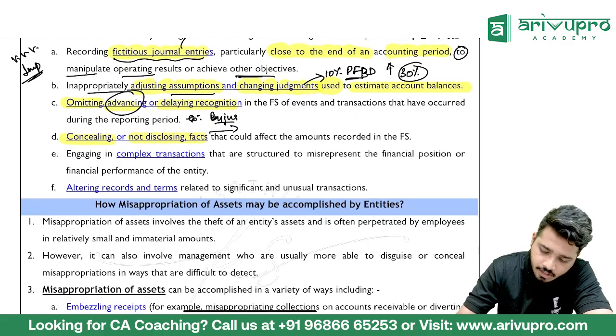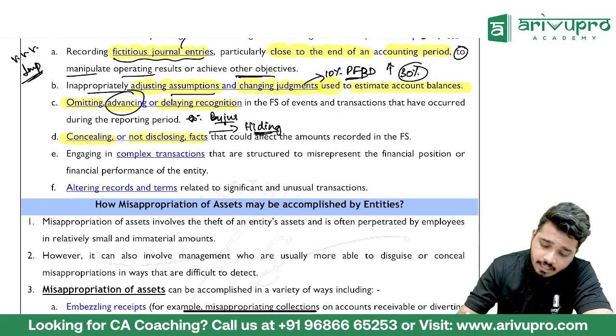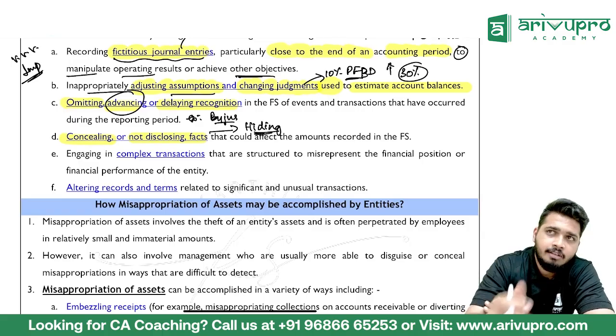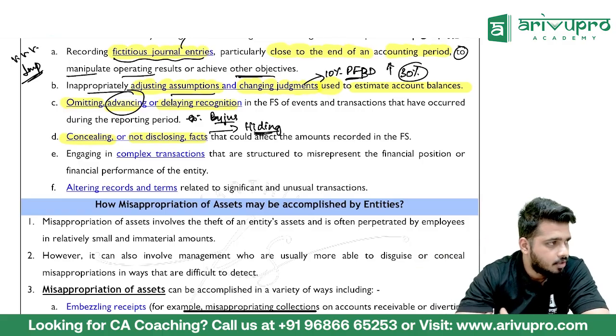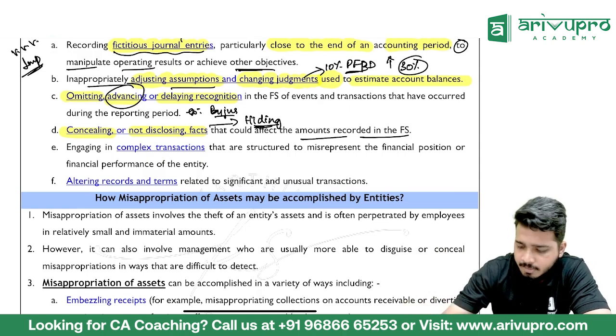Meaning what? Hiding the fact. Clear? Concealing means it is there, but we are hiding it. Omitting means we are not even letting it come here. Not disclosing the facts that could affect the amounts recorded in the financial statements. Example.